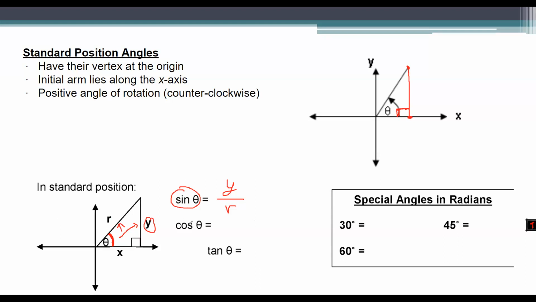Then for cosine, it's a ratio of the adjacent side with respect to the hypotenuse. So we're going to have x over r. And finally, tangent. Tangent is a ratio of the opposing side with respect to the adjacent one. So tangent theta would be y divided by x.